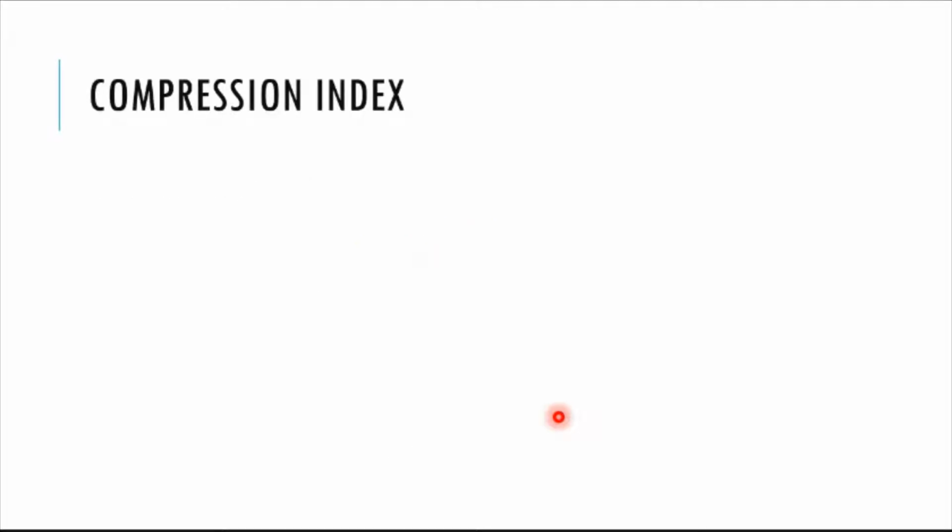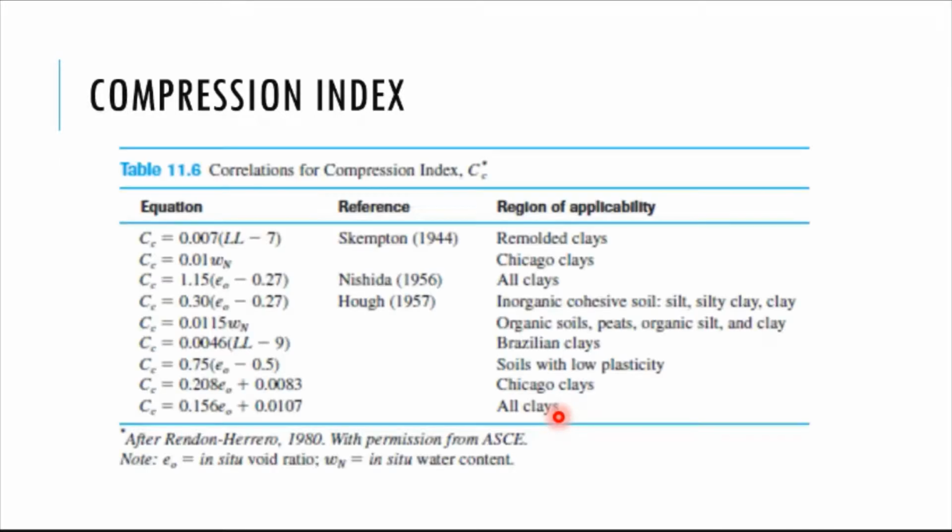So in compression index, there is a correlation. So these are the equations. There is also an addition. If it's remolded clay, you use Skempton. If it's Chicago clay, you use this formula. And for all clays and organic cohesive soil, depending on the type of clay, you could use this formula. But mostly we use Skempton's formula, which is 0.009 times LL minus 10. But in this case, Skempton's was also for remolded clay.